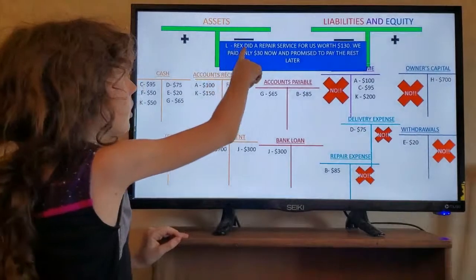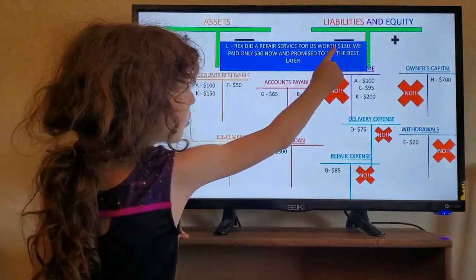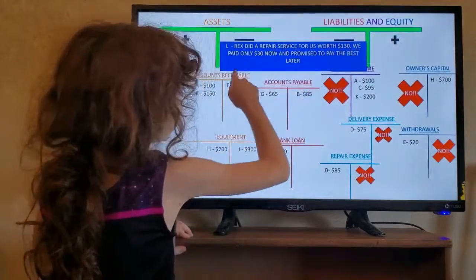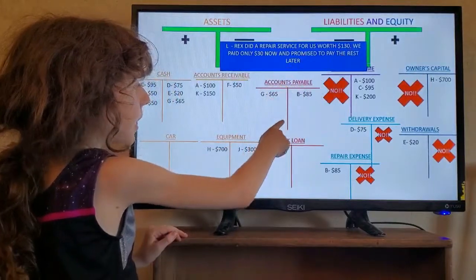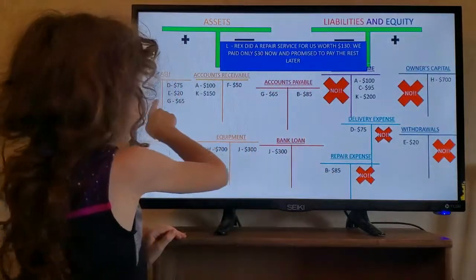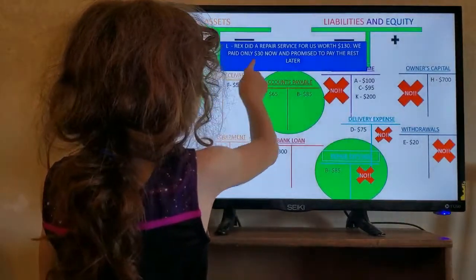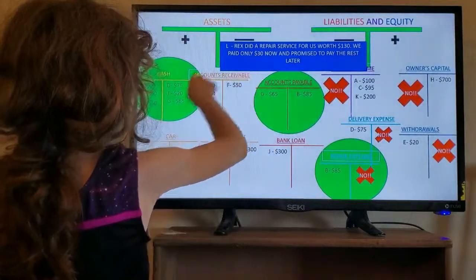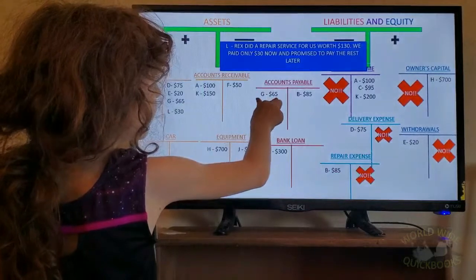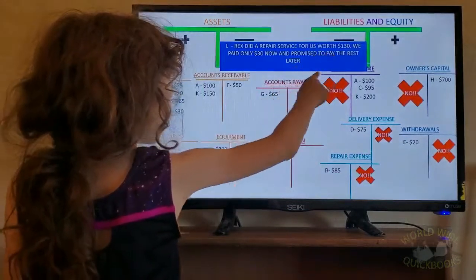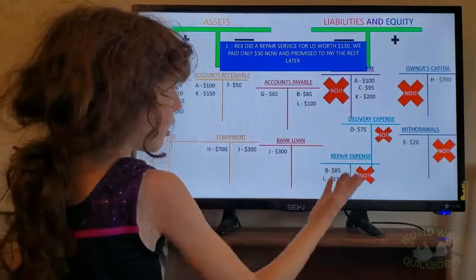Transaction L. Rex did a repair service for us worth $130. We paid only $30 now and promised to pay the rest later. So it's accounts payable, repair expense, and cash. So cash changes because we paid $30, so we're giving away money. Accounts payable because we can pay $100 later. And repair expense because you have to pay an amount of money.